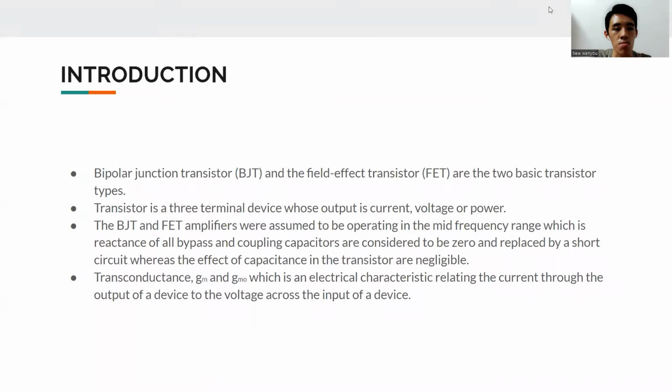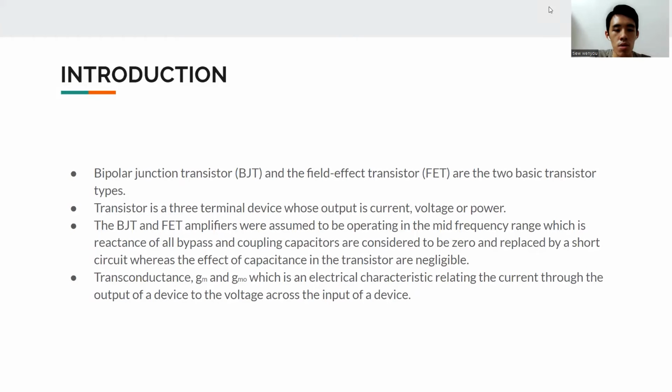Introduction. Bipolar junction transistor BJT and the field effect transistor FET are the two basic transistor types. A transistor is a three-terminal device whose output is current, voltage, or power. The BJT and FET amplifiers were assumed to be operating in the mid-frequency range, where the reactance of all bypass and coupling capacitors is considered to be zero and replaced by a short circuit, whereas the effect of capacitance in the transistor is negligible.